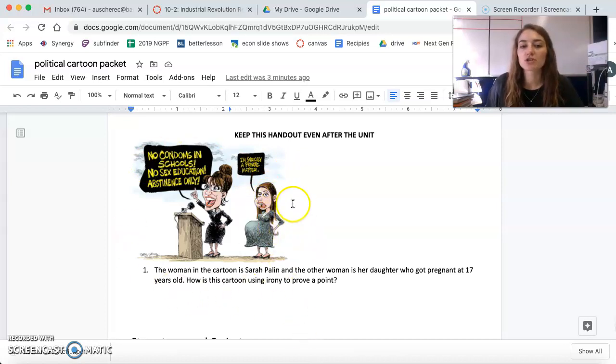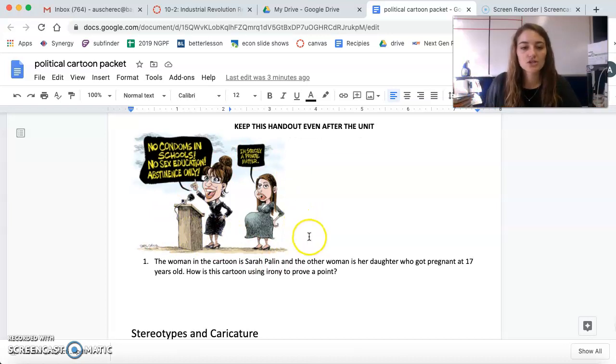So this political cartoon uses irony, right, to say, okay, this is what she stands for. However, her own child got pregnant as a teenager. So it's kind of using irony to say, there is something disconnected here between what you are selling and your own personal life. And so this is how irony can be used in political cartoons. So go ahead and answer this question.